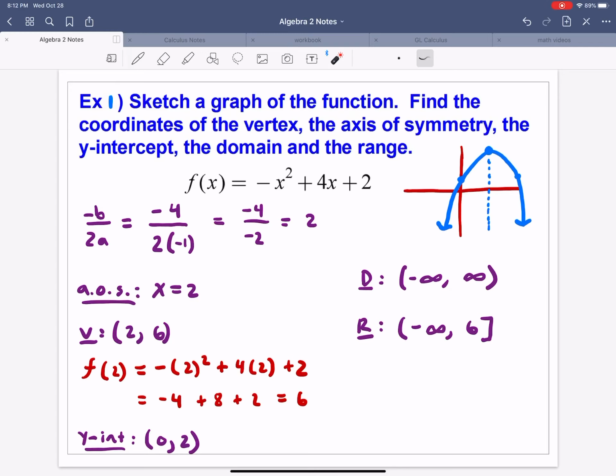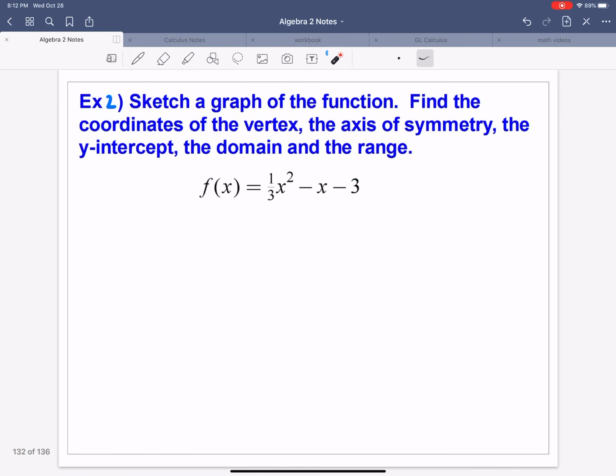So again, the hardest part of this problem is figuring out negative b over 2a and then using that to plug into the function to find the y value of your vertex. Okay, let's try another one. So example 2, exact same directions but new function. All right, so here's what we're going to do.